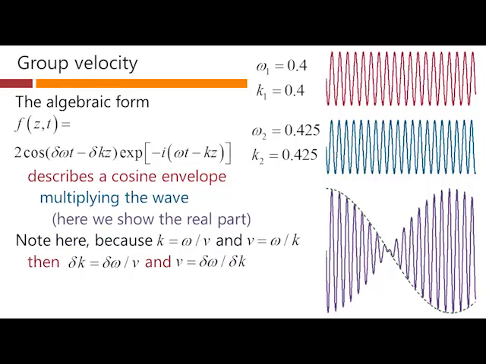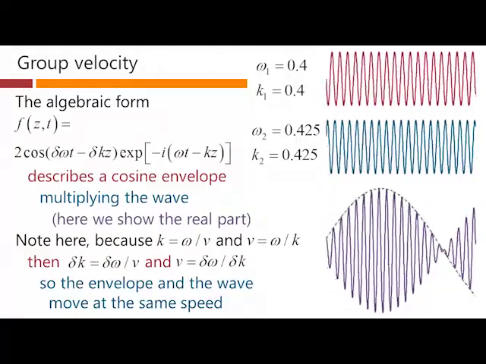Now note here, because k is equal to omega over v, of course that means that v is equal to omega over k, then delta k is delta omega over v, and v is therefore delta omega over delta k. So this cosine part, this envelope, is really propagating at a velocity delta omega over delta k. And this part of the wave, the underlying wave, is propagating at a velocity omega over k.